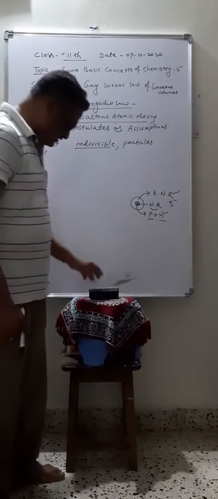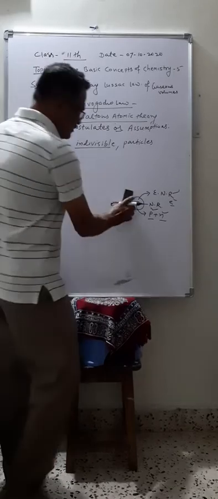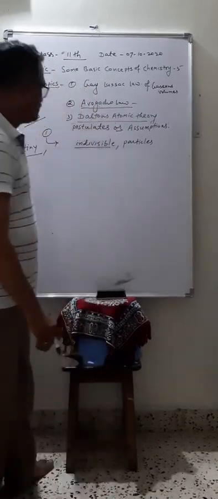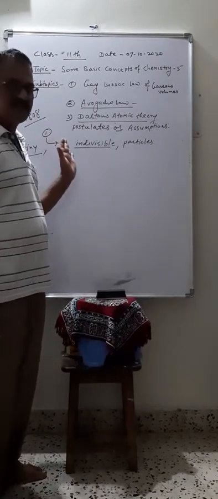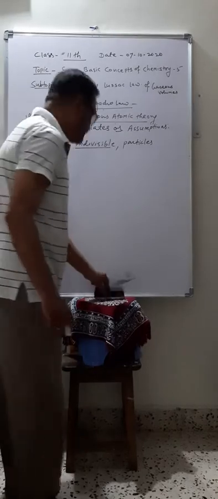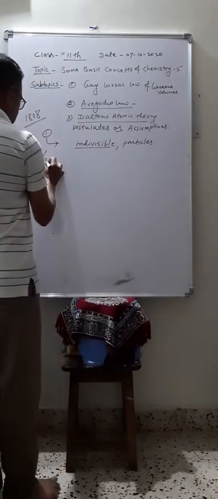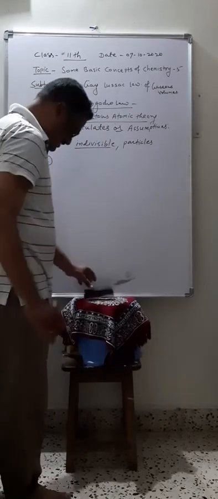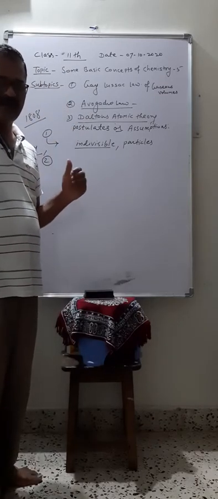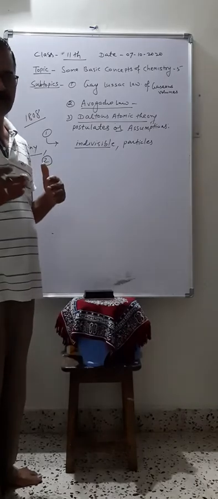So in Dalton's atomic theory, he proposed the first point about the atom is that atom of an element is a very very small particle and it is indivisible particle. Then the second point, he took atoms of different elements and he observed their properties.